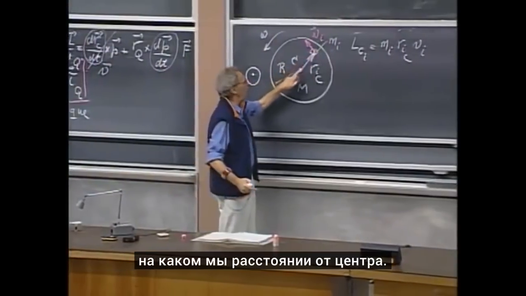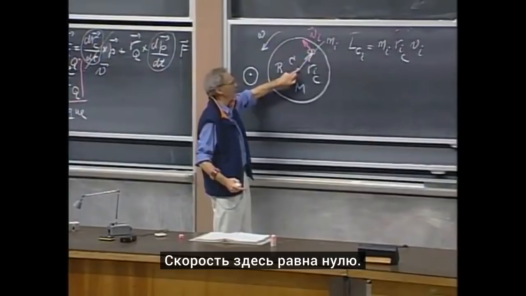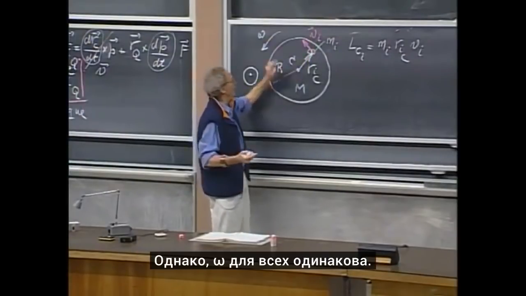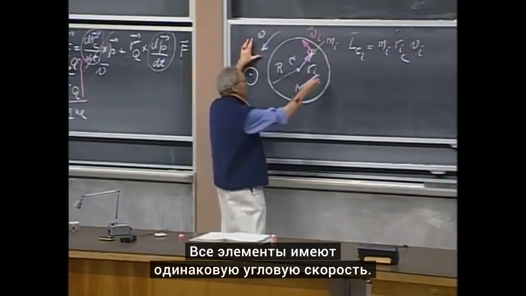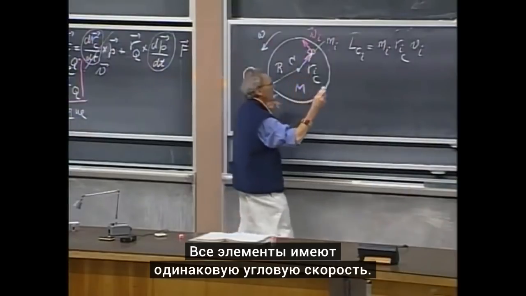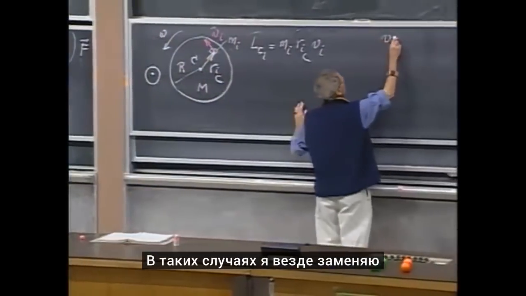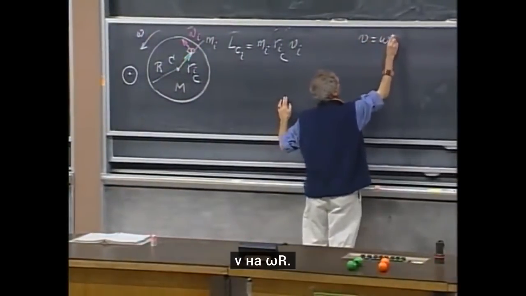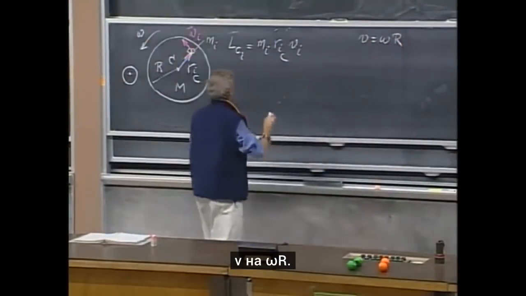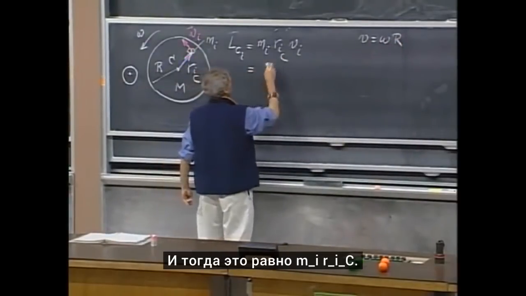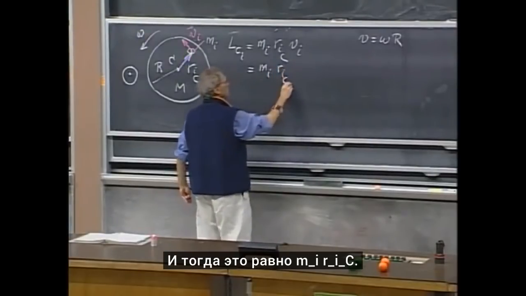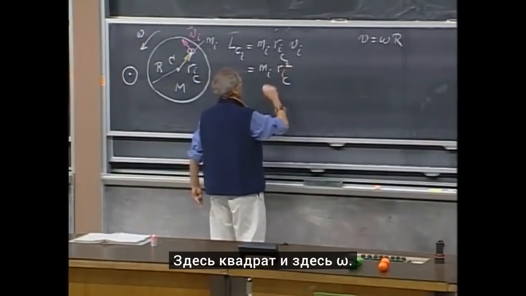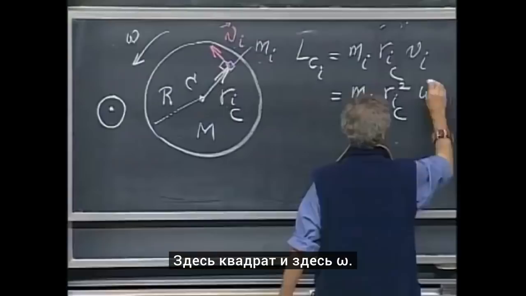This is the magnitude. Now I hate to see a v of i in a rotating disk because the velocity will depend on how far you are away from the center. The velocity here is 0. However, they all have omega in common. Every single element that you choose has the same omega, so I'm always going to replace, in a case like this, v by omega r. And so this then becomes m of i, r of i relative to C, I get a square here, and I get omega.